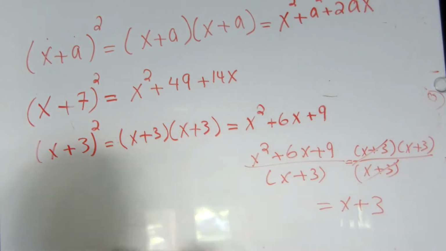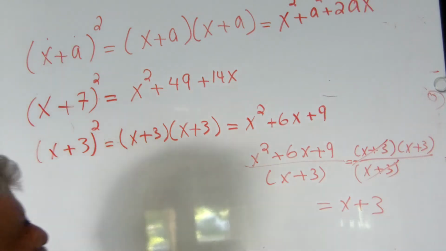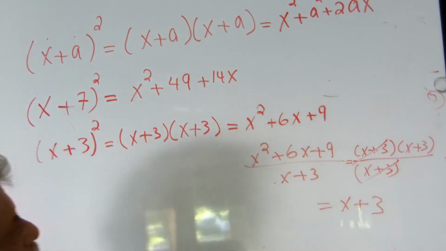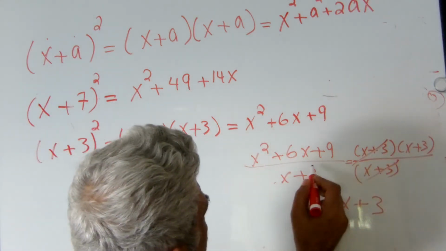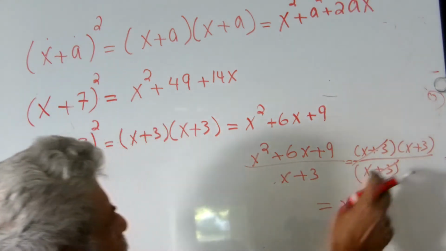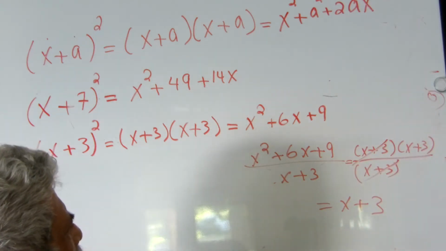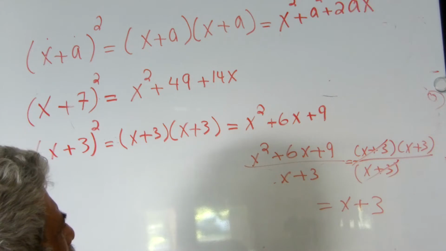So we use this to simplify. We have to write it in a multiplication so we can cancel. We cannot cancel this by this one. We have to write it in a factor form so we can simplify that.